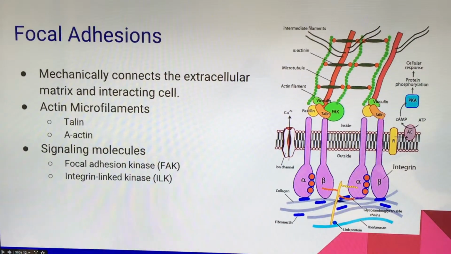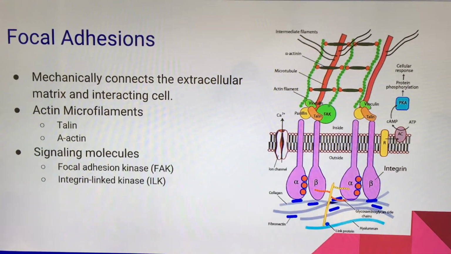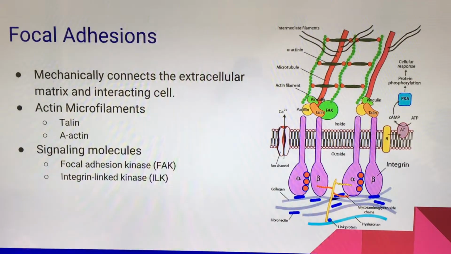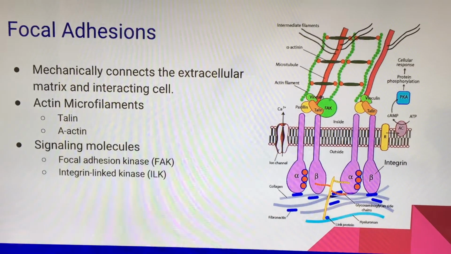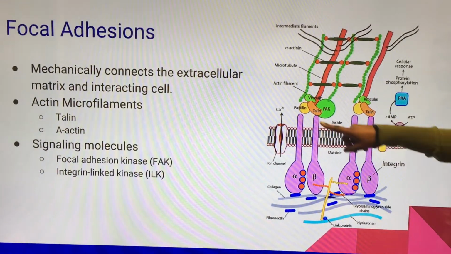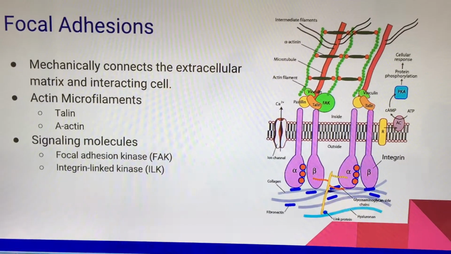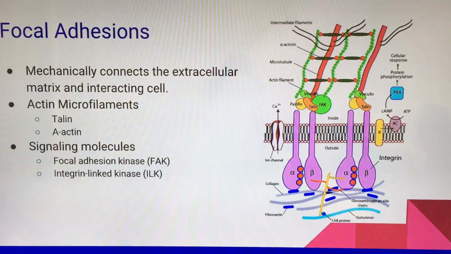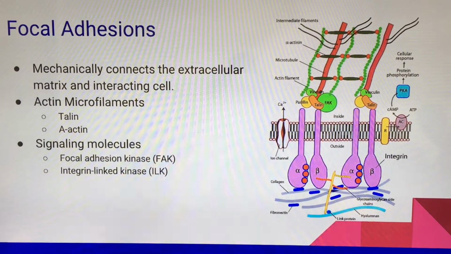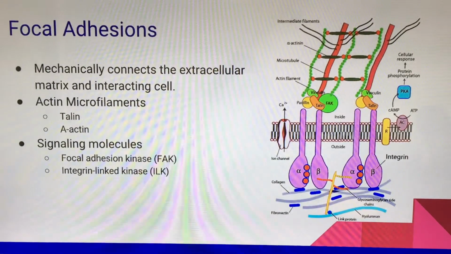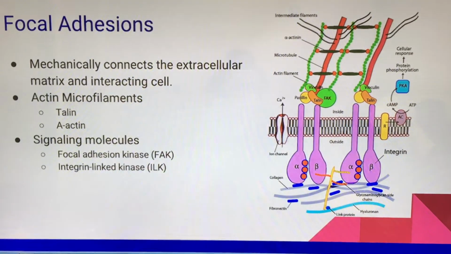Okay, next I'll talk about focal adhesion, which basically connects the extracellular matrix to intracellular cells. Clustered integrins interact with actin microfilaments and eventually go to linker proteins. You have 2 linker proteins, which are talin and alpha-actinin. Talin binds to actin binding proteins, and then alpha-actinin binds directly to actin microfilaments. As stated, subunits bind to signal transducers such as FAK and integrin-linked kinase, which is ILK.